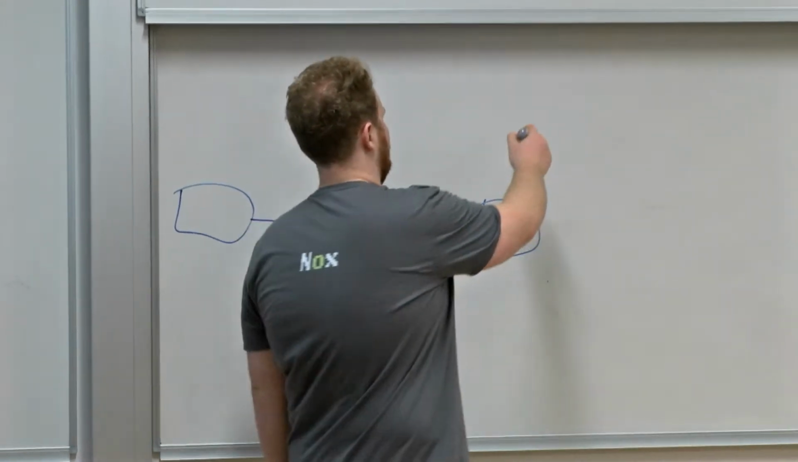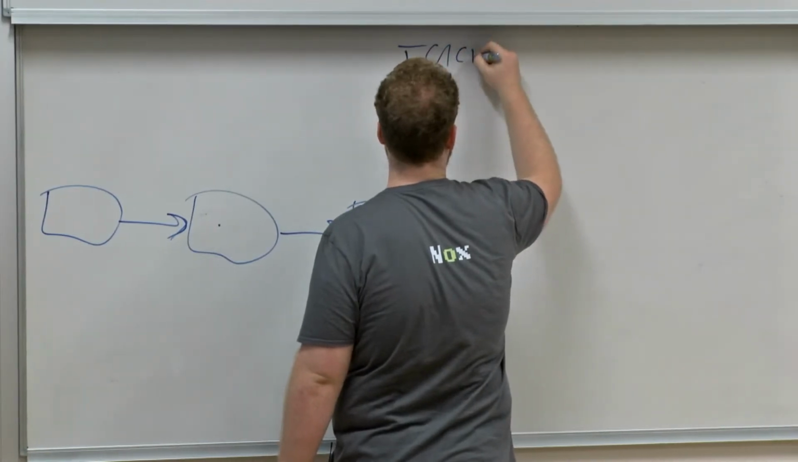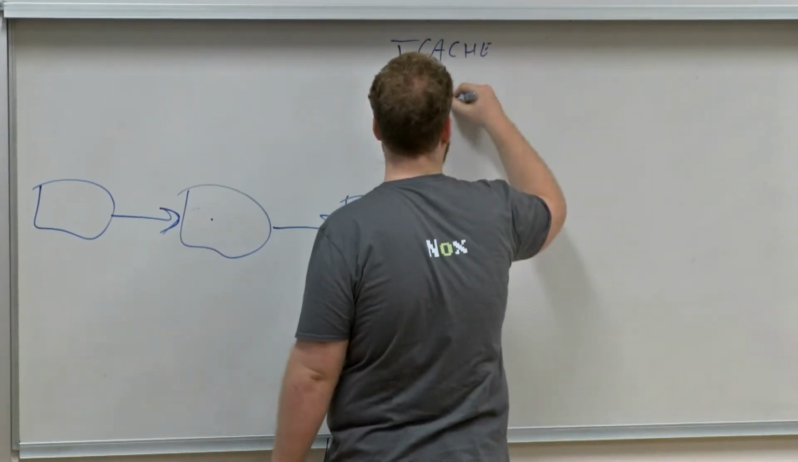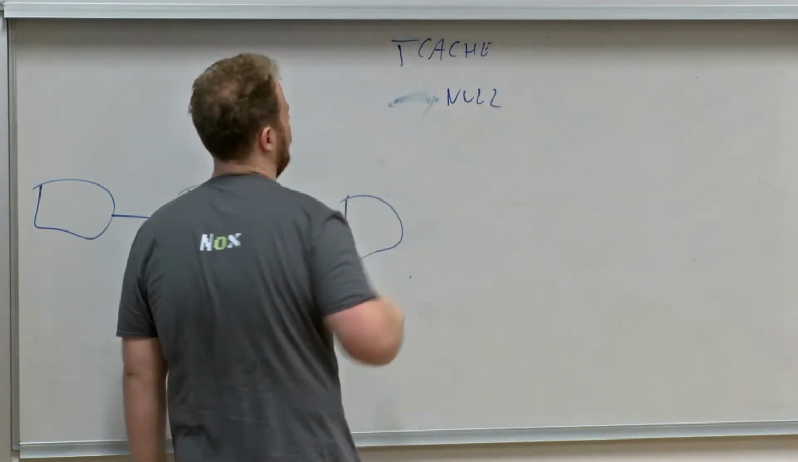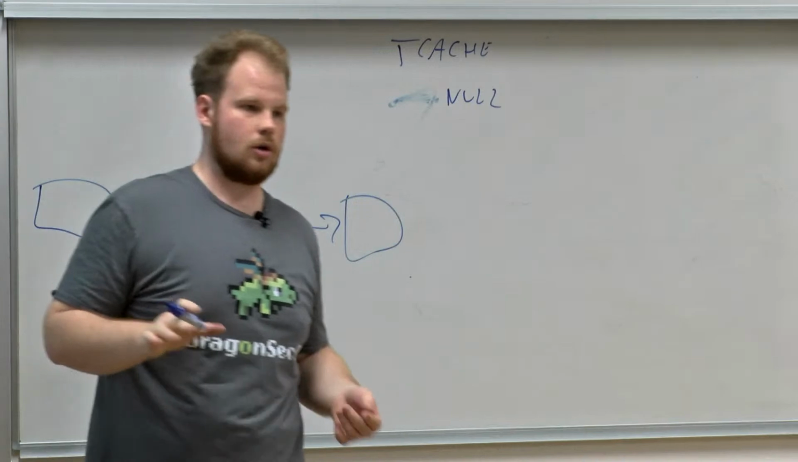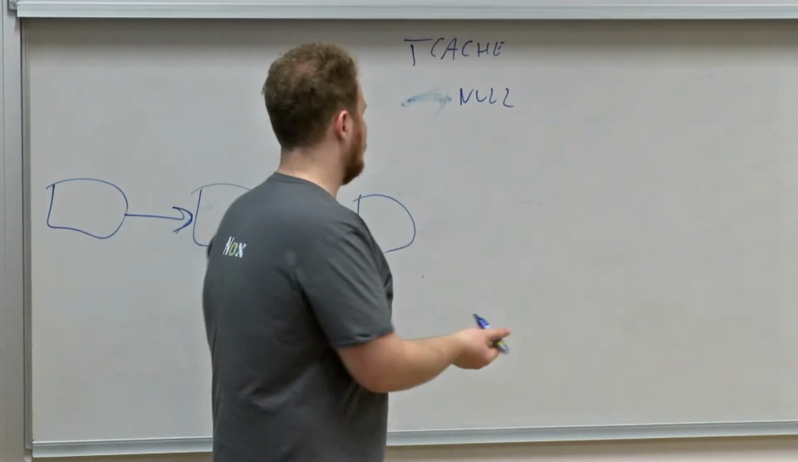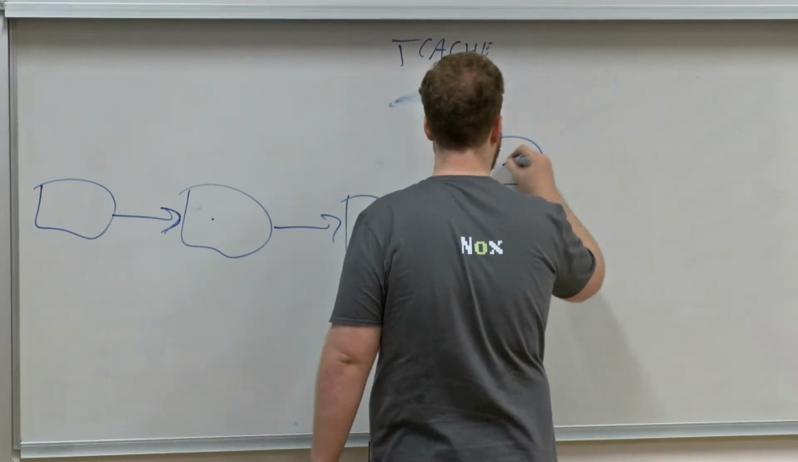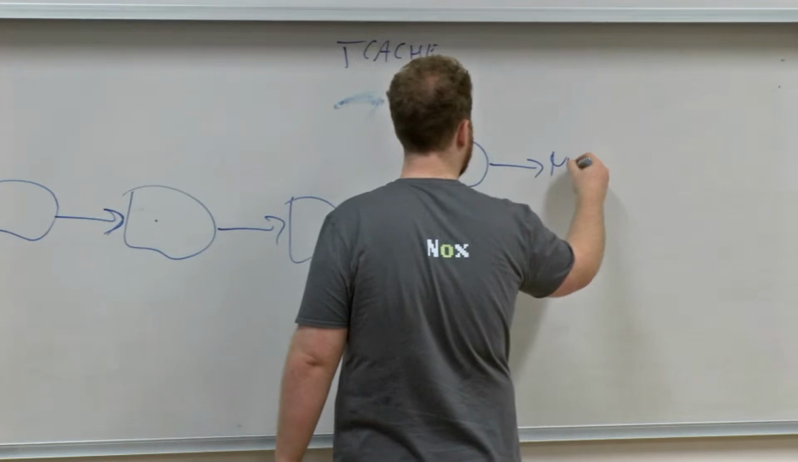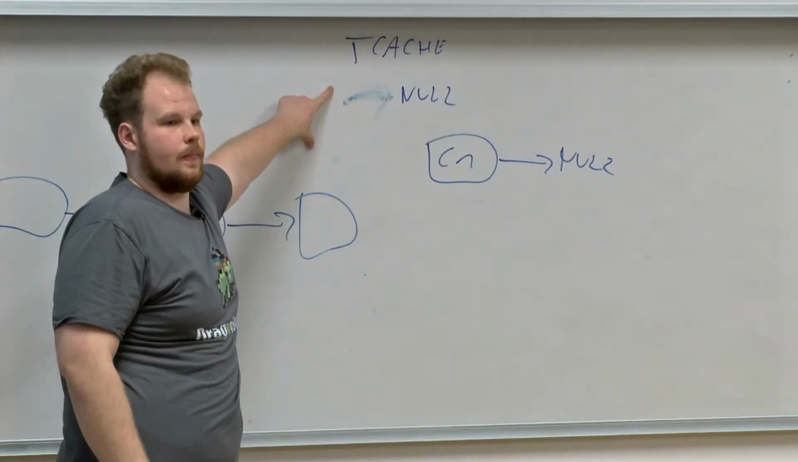The tcache, so let's say the tcache for the example. Tcache starts at the beginning with a null pointer. There's nothing in the tcache. And then, let's say we free a chunk, it will end up at the beginning of the tcache. So C1, and it will point to null, because null was there beforehand.